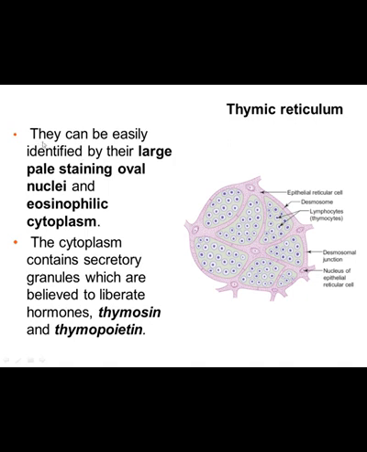Here we can see that they can be easily identified by large pale staining oval nuclei and eosinophilic cytoplasm. The cytoplasm of the epithelial reticular cell contains secretory granules which are believed to liberate hormones. The hormones produced by these granules are thymosin and thymopoietin.